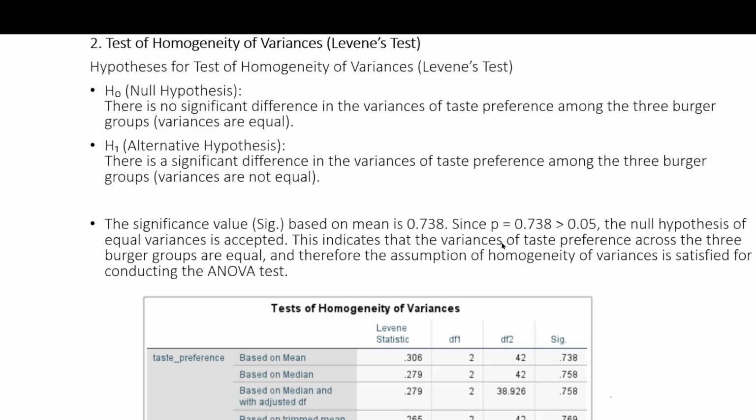This indicates that the variance of the taste preference across the three burger groups are equal, and therefore the assumption of homogeneity of variance is satisfied for conducting the ANOVA test. So in this case, we checked the two important assumptions. The first one is normality and the second one is equality of variance.